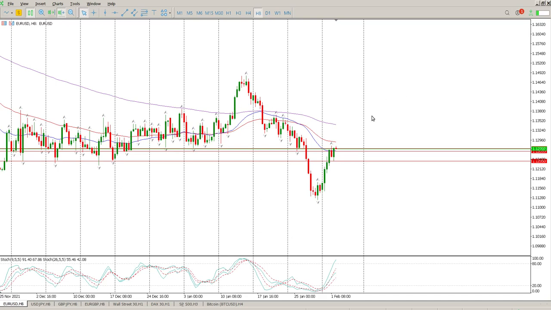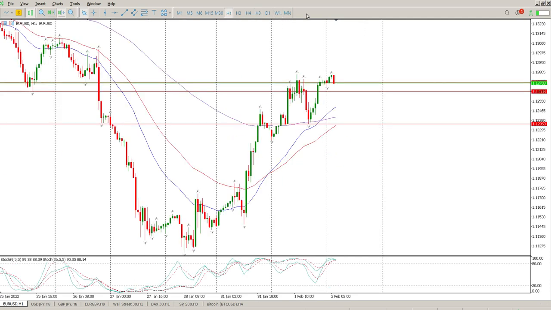So starting off with Euro USD as usual, we've had a fairly decent pullback into a solid area of resistance, and we haven't really done anything on it at the moment. So the question we need to ask ourselves is: is this the area we need to pay attention to for the shorts to continue?